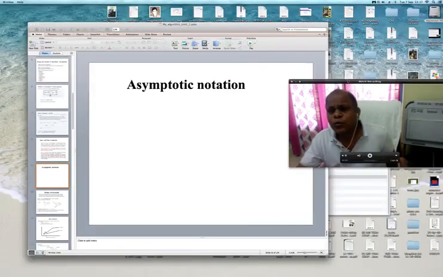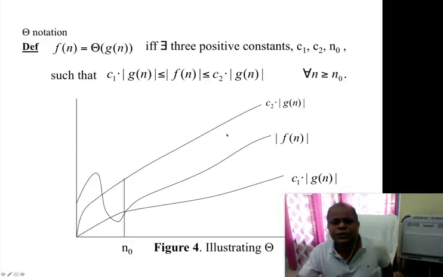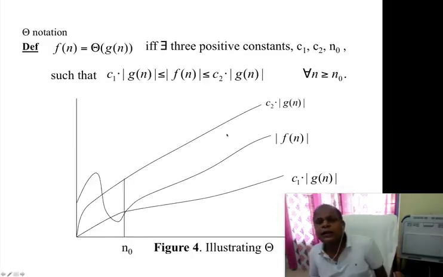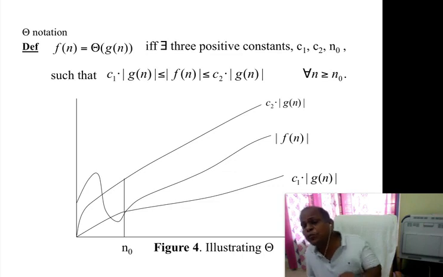Hence another growth function we are considering is the theta notation. Theta notation provides the tight bound. As we have told, one is giving the upper bound, and here it is giving both upper bound and lower bound. Tight bound means a function f(n) is said to be theta of g(n) if there exist three positive constants, remember, three positive constants c1, c2 and n0 such that c1 times g(n) is less than or equal to f(n), which is less than or equal to c2 times g(n).